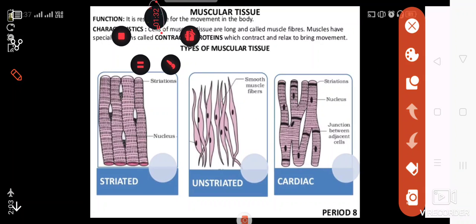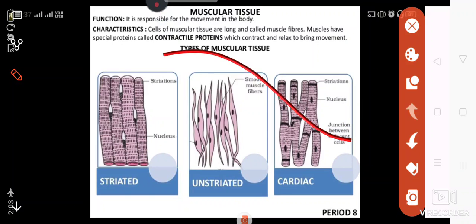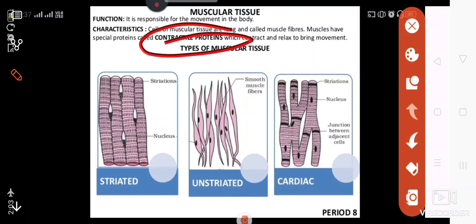If you see, muscular tissues are made up of muscle fibers. There are different kinds of muscle fibers, which are basically spindle shaped fibers, and in some cases these are also rod shaped, cylindrical shaped fibers. These fibers are made up of contractile proteins, and that is why these fibers have some kind of elasticity in them, and that is why these can relax and contract easily to bring about the movement in your body.